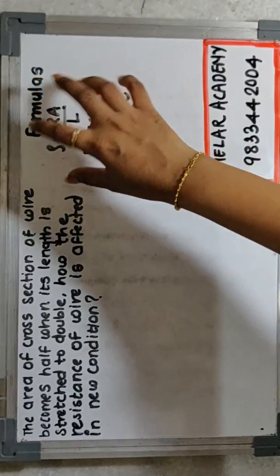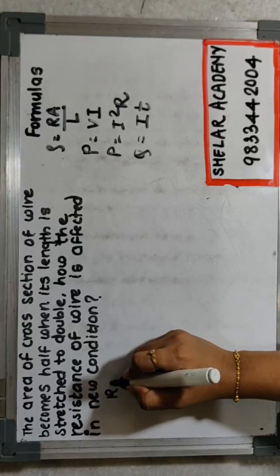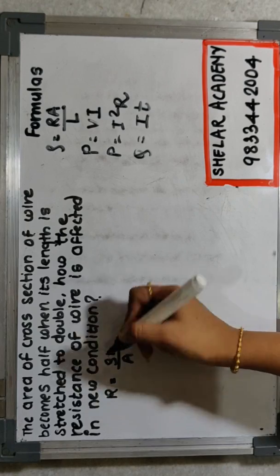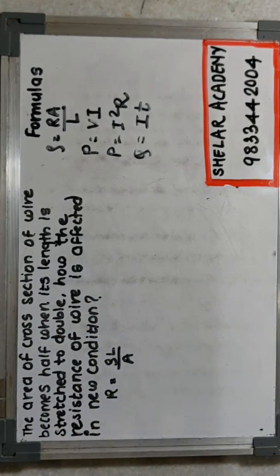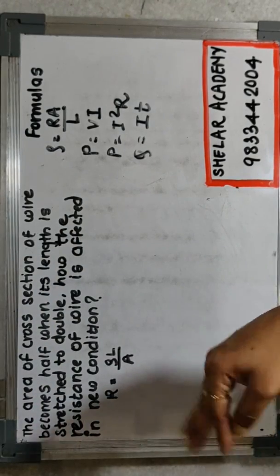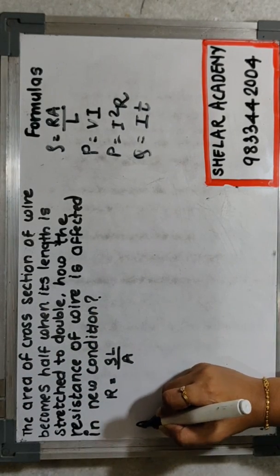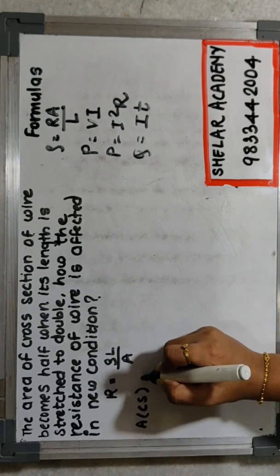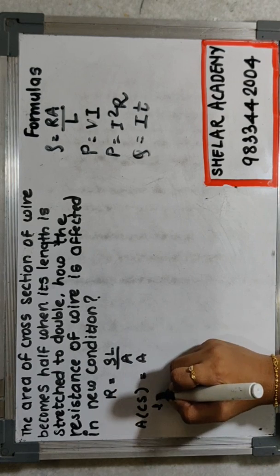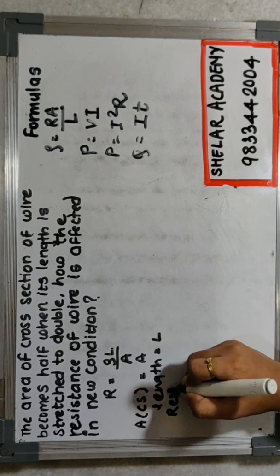So if we adjust this particular equation, then we find out that R is equal to rho L upon A. Rho means resistivity. So what they have said is that the original area of cross section is made half and the length is double. So original area of cross section is A, and original length is L.